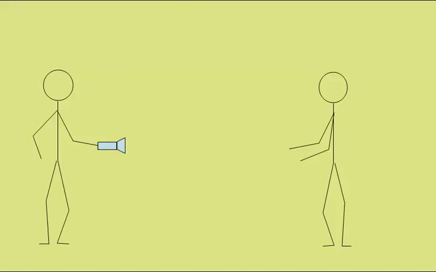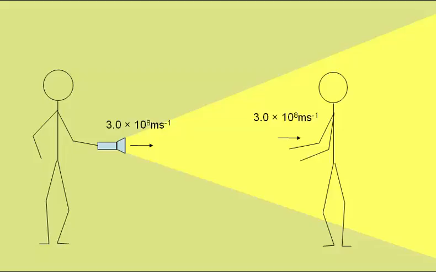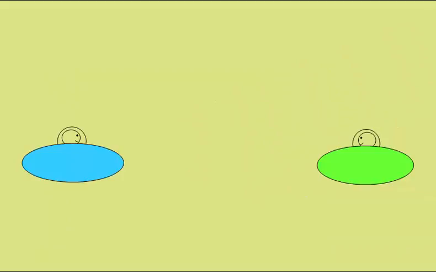So here are our two stationary people again, and the person on the left shines light towards the person on the right. The person on the left, if they were able to measure the speed of light leaving them, would find it was going at 3 times 10 to the 8 meters per second, and the person on the right would find it approaches at 3 times 10 to the 8 meters per second. No great problem there. However, consider this situation.